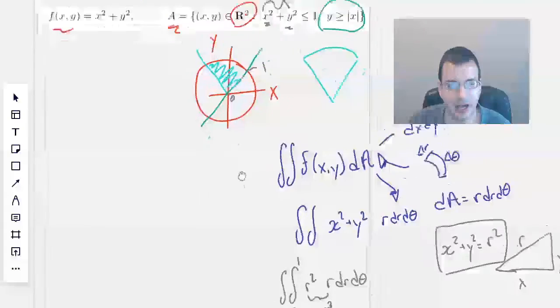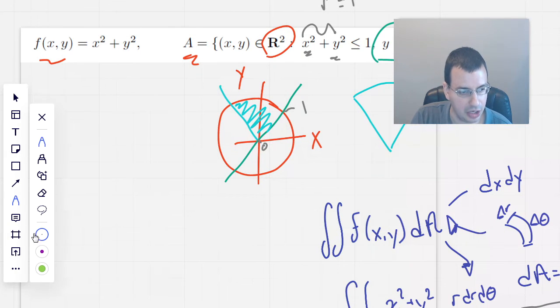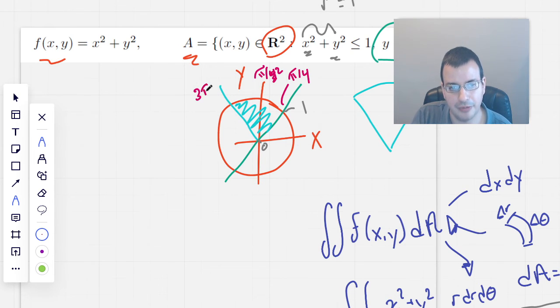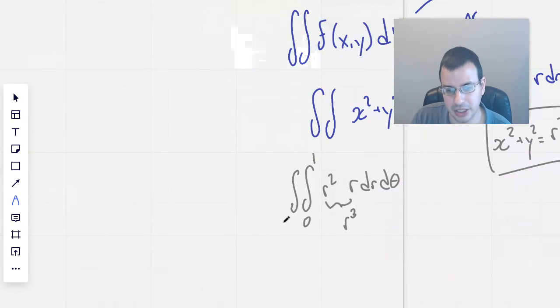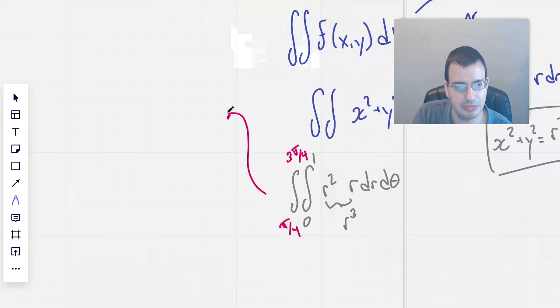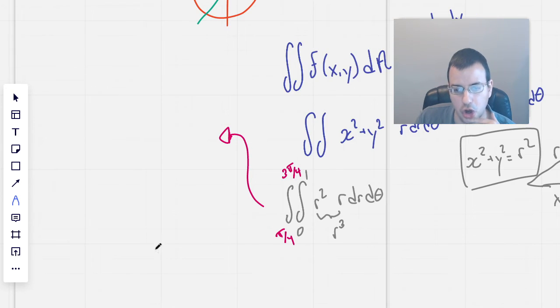Now we want to find the angle, the theta, that we're going to do. So this is y equals x, so it's going to be pi over 4. Up here will be 2 pi over 4, which is pi over 2. And add another pi over 4, we're going to have 3 pi over 4. So we're going to integrate from pi over 4 to 3 pi over 4. You could do this in degrees, but it's much easier to do this in radians.